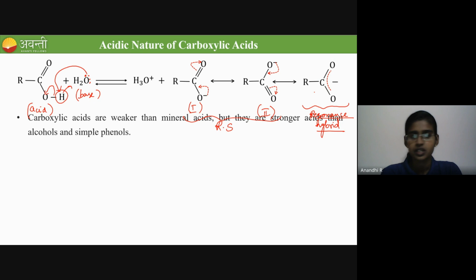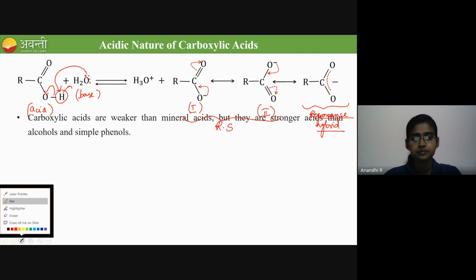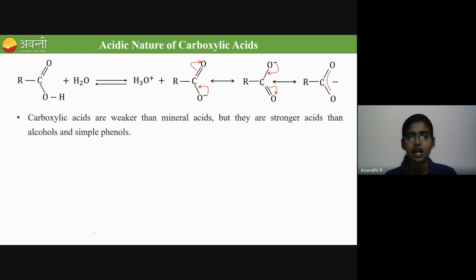And carboxylic acids are weaker than mineral acids, but they are stronger acids than simple alcohols and phenols. So what are mineral acids? HCl, H2SO4, HNO3. So hydrochloric, sulfuric and nitric acids are called mineral acids. Now our COOH, carboxylic acid, is a weaker acid compared to these three, but it is a stronger acid than alcohols and phenols.